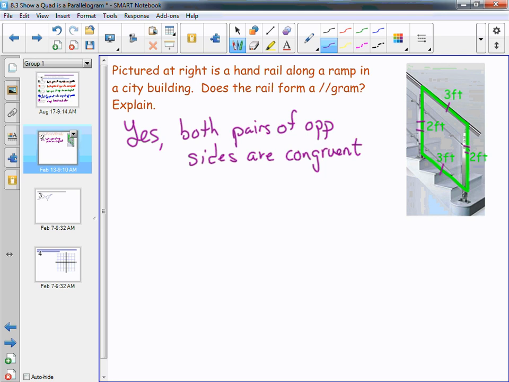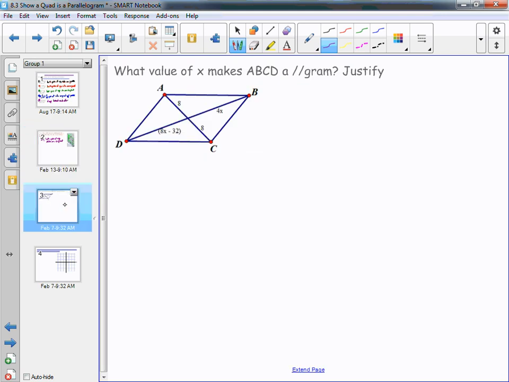And again, when explaining, I don't want to see "option 1 or 3 or 4 or 5." You need to write it out when it says explain. Very similar problems you're going to see from section 8.2 are in section 8.3. For example, what value of x makes ABCD a parallelogram?